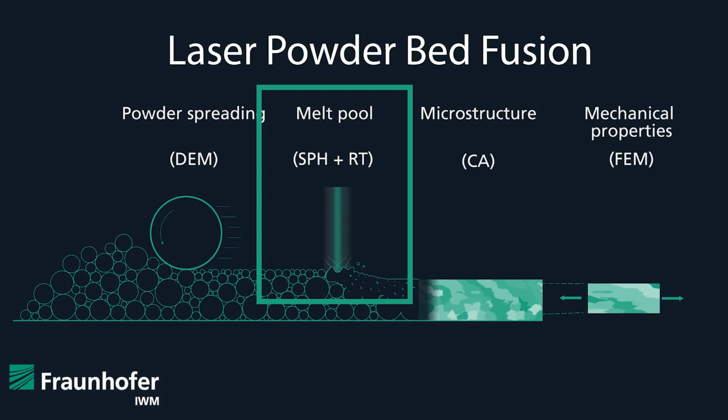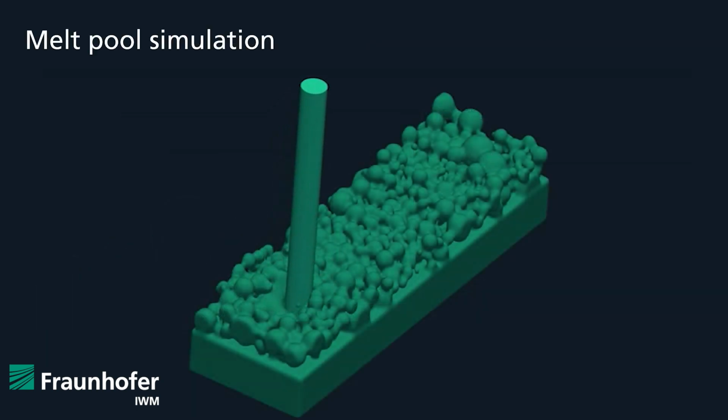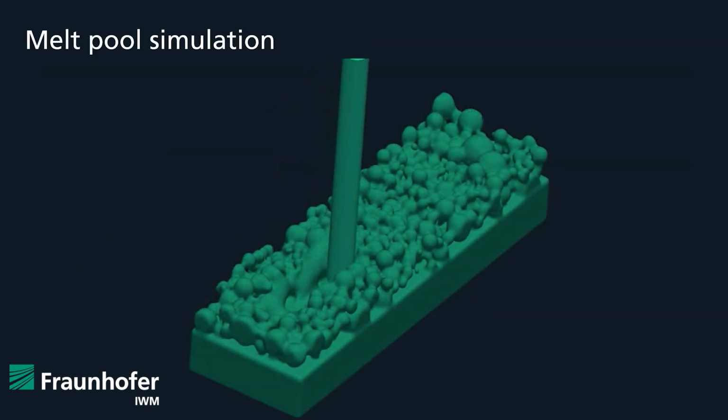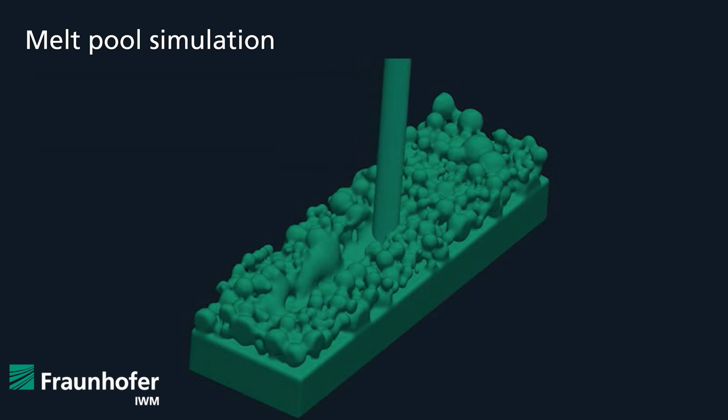The essential step during laser powder bed fusion is the melting of the powder upon laser irradiation. This step affects the porosity of the produced part as well as its mechanical properties. The laser is absorbed by the powder particles. The local temperature greatly rises and the material melts.